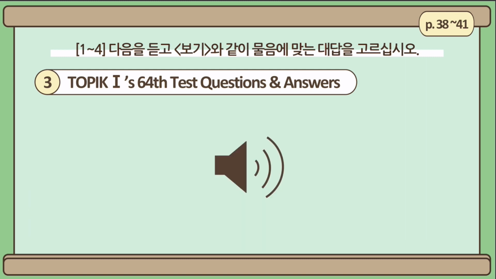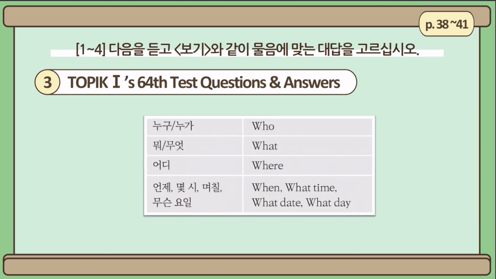Now, we're going to play the audio file for question 3 and 4. As I've already mentioned, question types 3 and 4 usually involve WH questions. So please pay special attention to the interrogative words used in the questions, examples of which can also be found on page 38.